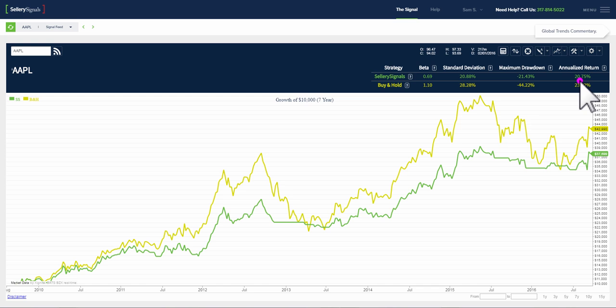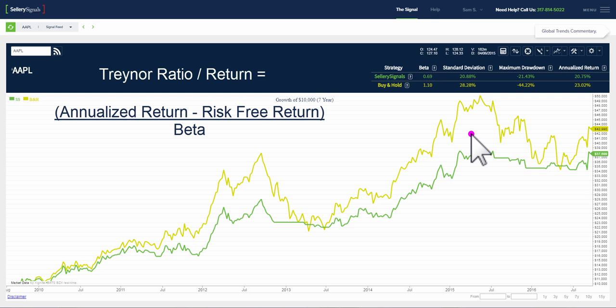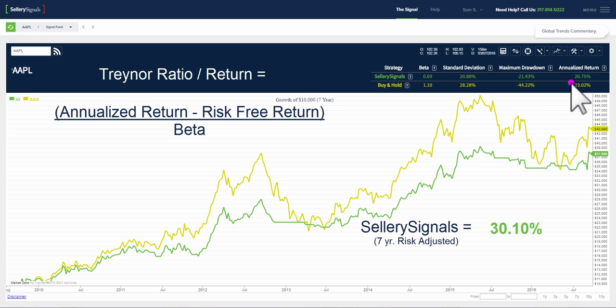We compound at 20.75 versus 23. And here's our beta. So when you do the Treynor, again, in a rising environment of the Apple security, our Treynor ratio is 30.1%, or our Treynor return. So that's annualized return divided by beta. The Treynor result for buy and hold, 23% divided by 1.1, is 20.95. So again, just an example of the risk-adjusted result that we offer.